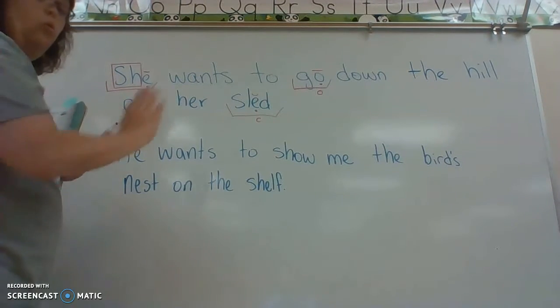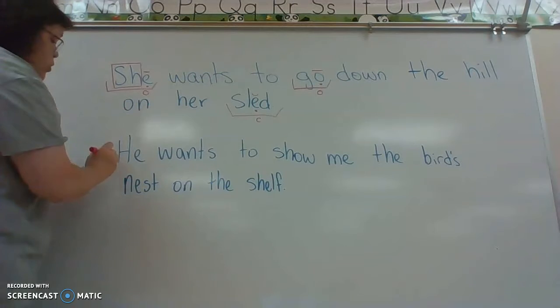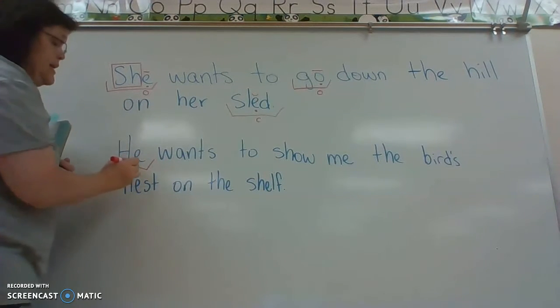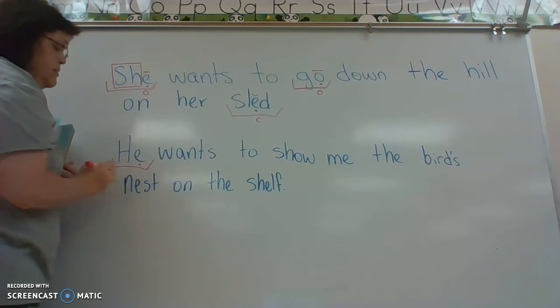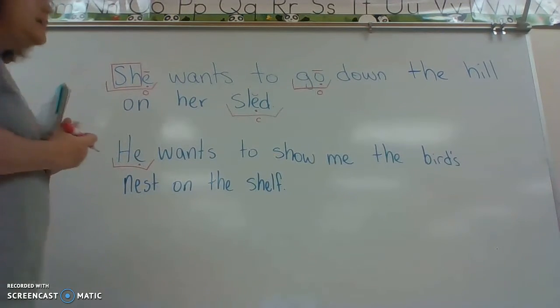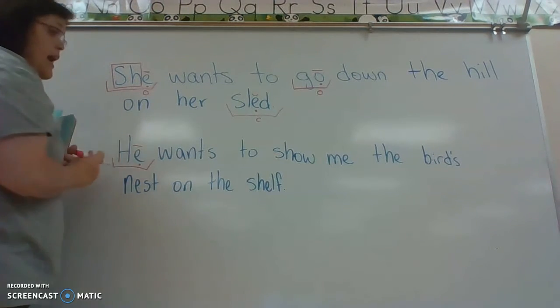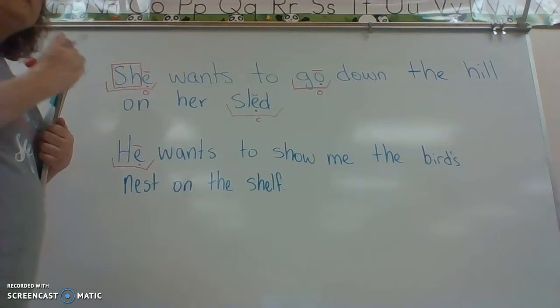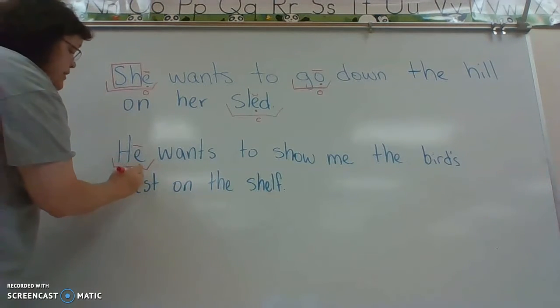He is one syllable, so it's one train. I'm going to mark the vowel E with a dot underneath it. He says E, so it's a long E. And because it says its name at the end, it's an open syllable. I put the O underneath it.